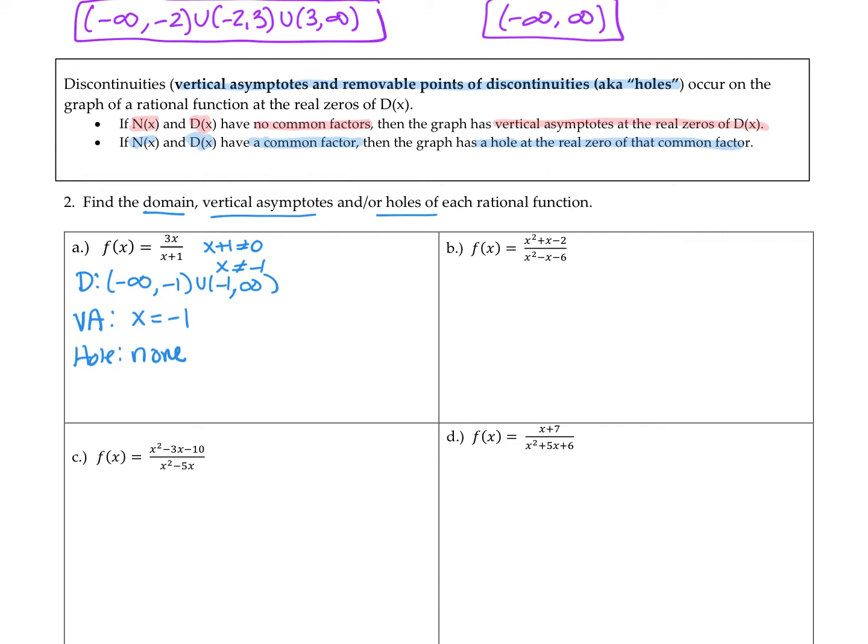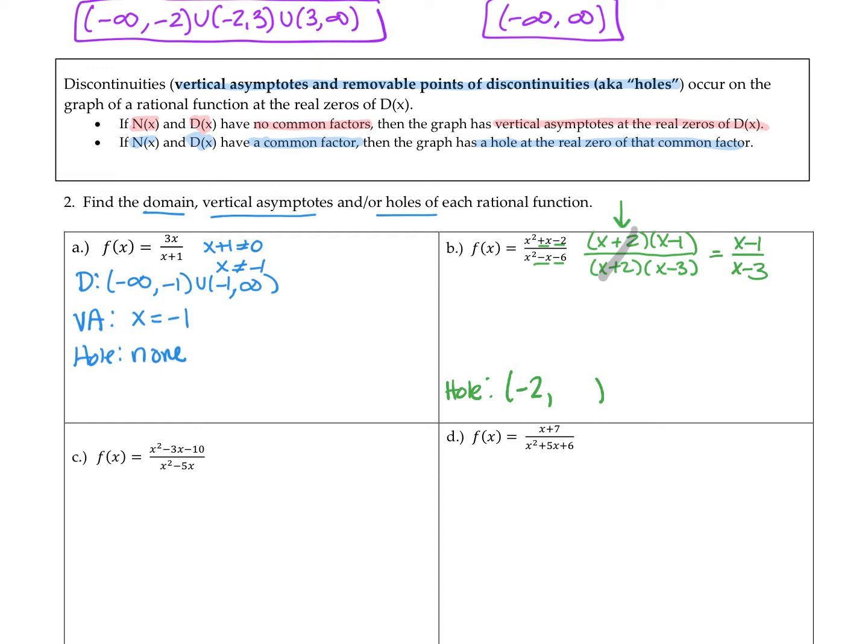All right, in this example, I need to factor the numerator and the denominator. Multiplies to negative 2 and adds to 1 is going to be positive 2 and negative 1. Multiplies to negative 6 and adds to negative 1 is going to be positive 2 and negative 3. So this will simplify to x minus 1 over x minus 3. Because of this place that I simplified, I know that I have a hole at negative 2, which I need to find the y value. We'll do that in a second.